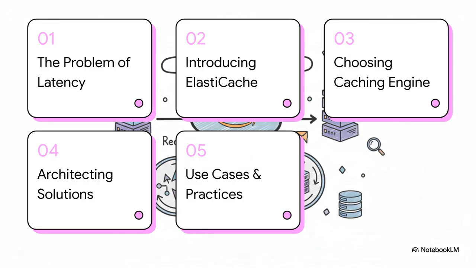First up, we'll dig into the why, the whole problem with latency. Then we'll meet ElastiCache itself, figure out how to choose the right caching engine, and then really get into the weeds of architecting solutions. We'll wrap it all up with some real-world use cases and those best practices that are absolutely critical for the exam.